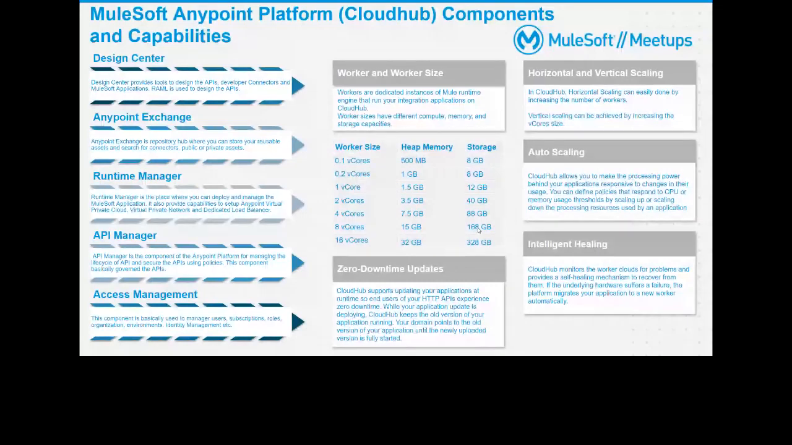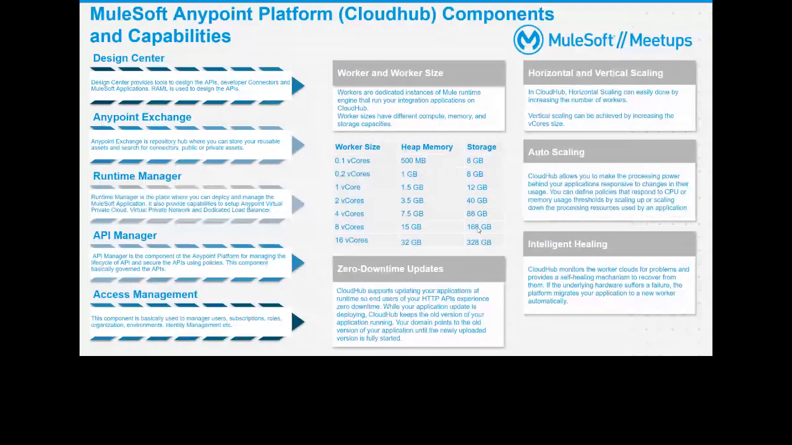In CloudHub, you can do horizontal scaling without any downtime. Let's consider your application is running on one worker; you just go and select two workers. That's it. It will automatically deploy the application without any downtime. The same goes for vertical scaling, where you just increase your compute power. If you have selected 0.1 vCore and want to scale vertically, just go and increase your vCores to 0.2, 0.4, those kinds of things.